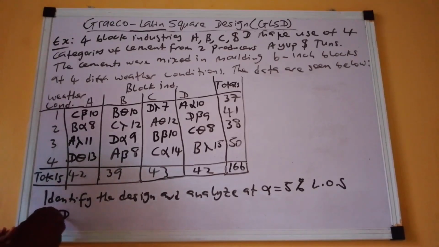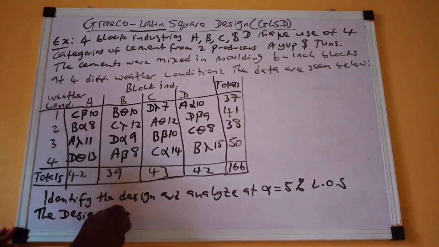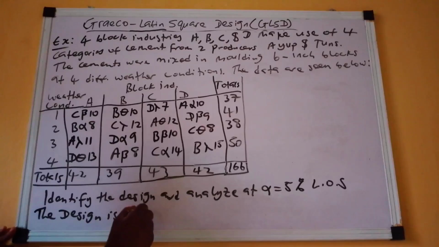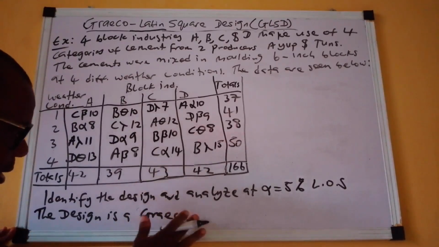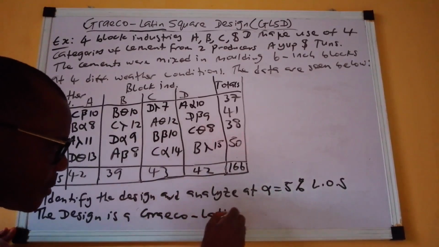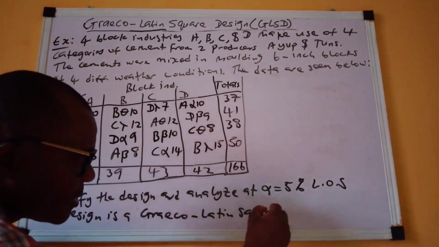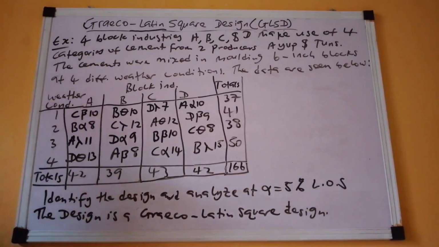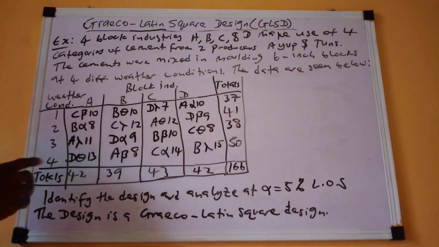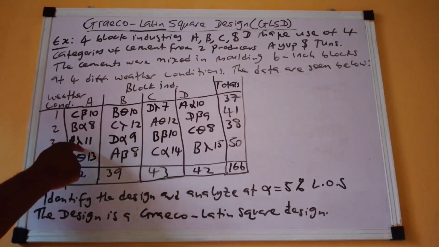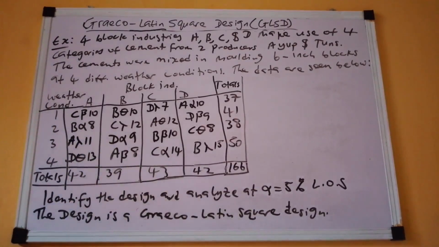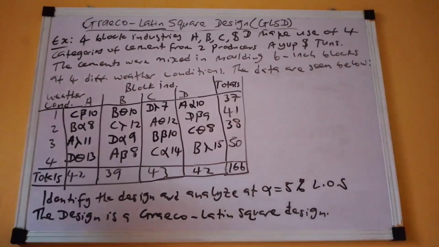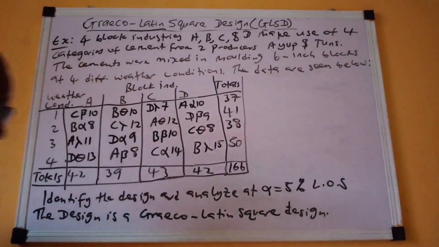So the design is a Greco-Latin square design. Why is it a Greco-Latin square design? The Latin letters are A, B, C, D. The Greek letters are beta, alpha, lambda, and theta. They appear once and only once in each row and each column. So that is the beauty of the Greco-Latin square design.